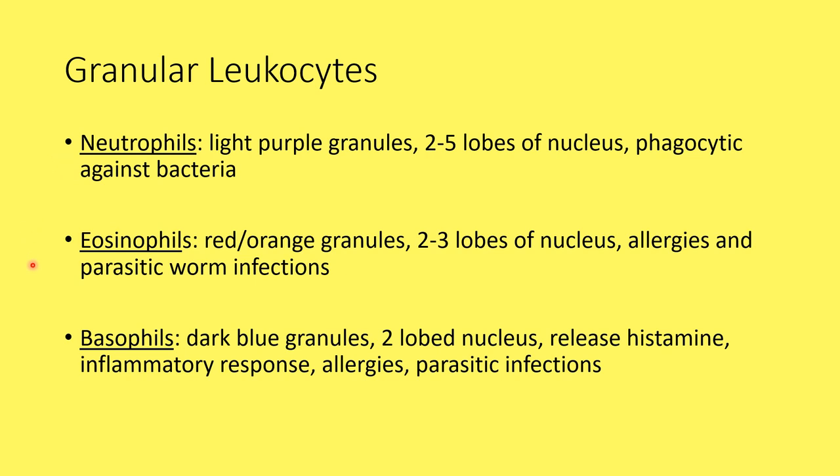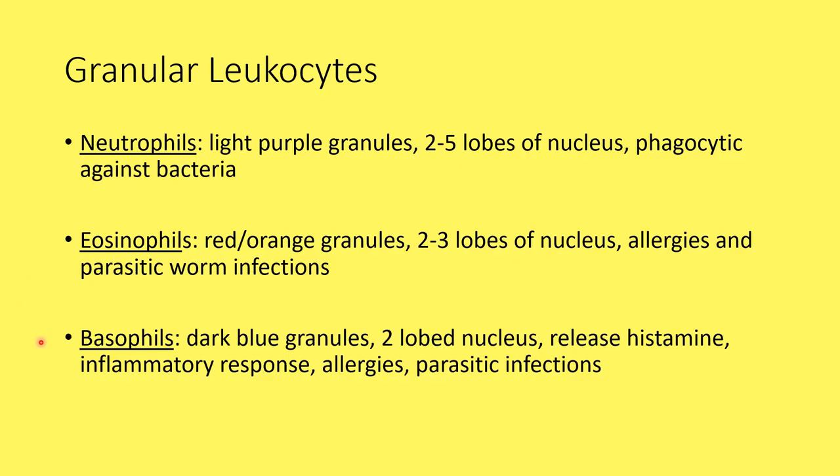The eosinophils, those granules are going to look kind of a reddish-orange color. The nucleus is only going to have 2 to 3 lobes. This is seen more so if you had a parasitic worm infection, which hopefully none of you have to deal with. I mean, hopefully none of you are ever sick, but allergies. Now, I have a lot of issues with allergies. So they'd want to look to see, my eosinophils are probably right now a little bit higher than normal because it's allergy season for me.